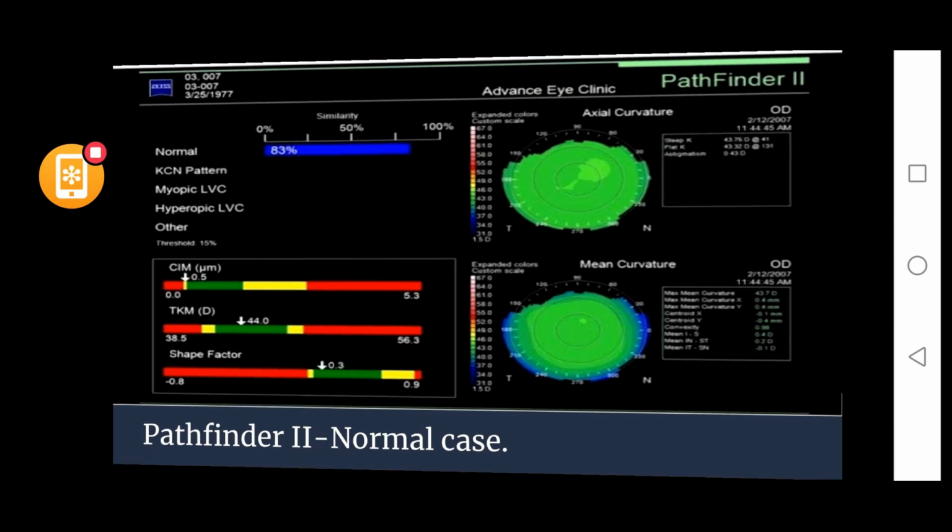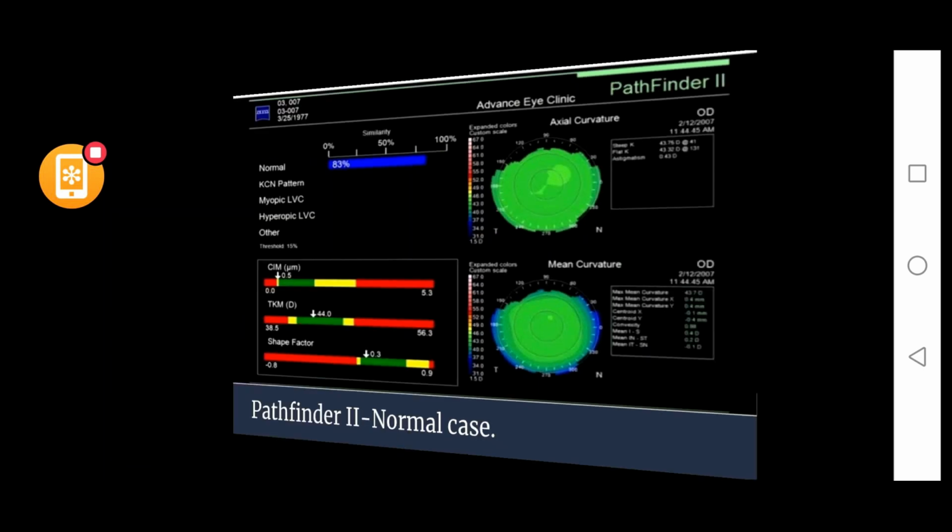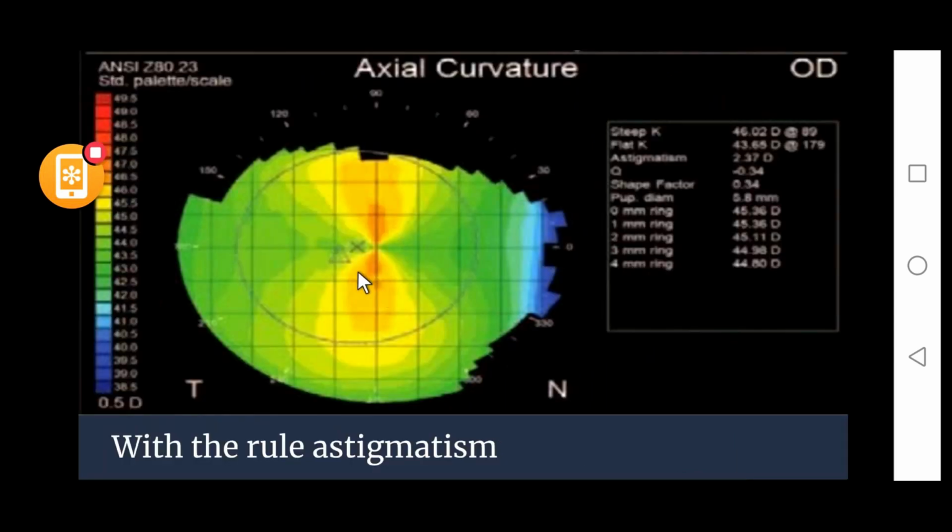Now let's have a look at the pattern of with the rule. Can we have someone from the crowd to help us read this specific axial curvature map? Anyone? Let's start from this color map, and then you can tell what kind of a dumbbell this is, and so on. Anyone?